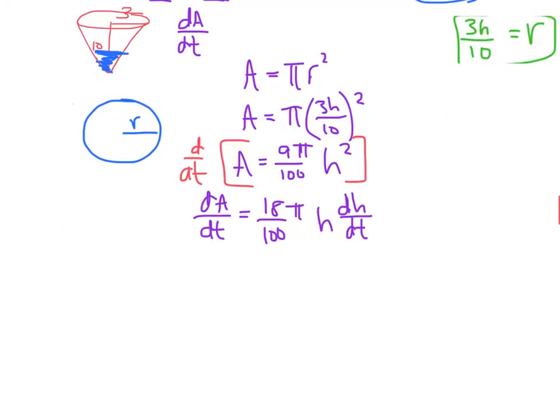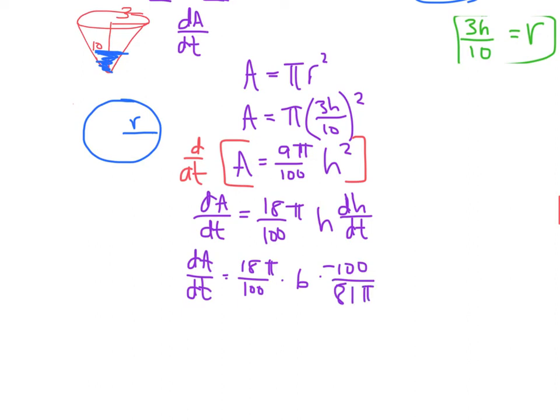Okay, so let's see here. I have dA dt equals 18 over 100 pi, so I'm just going to stick that pi up there with the 18, times my height, which we know is 6 at that instant, times dH dt, which is what I just solved for, negative 100 over 81 pi.